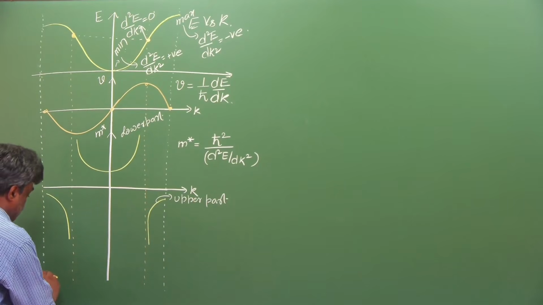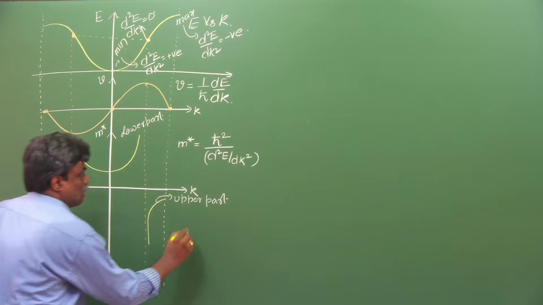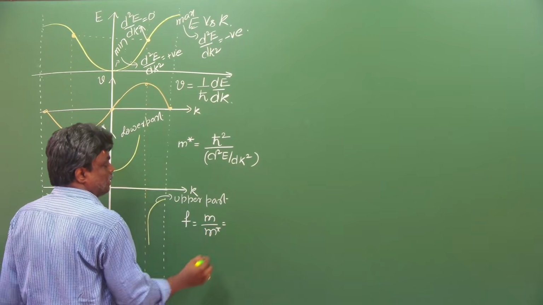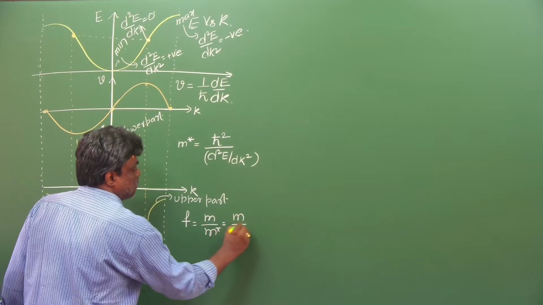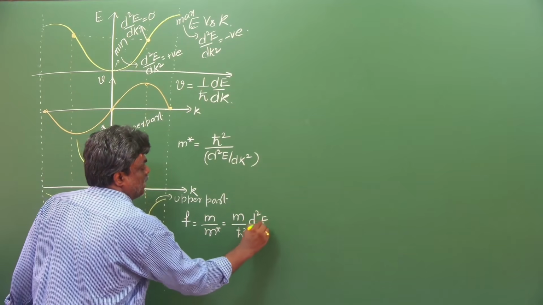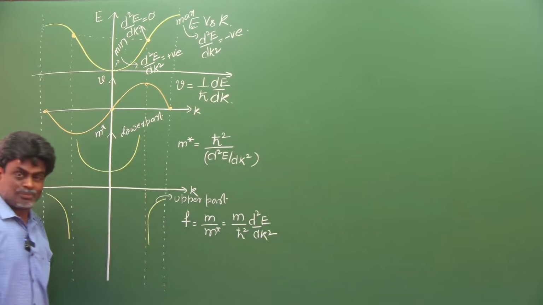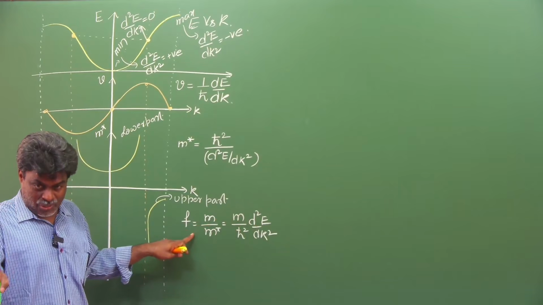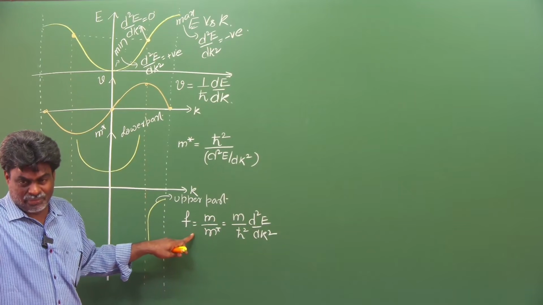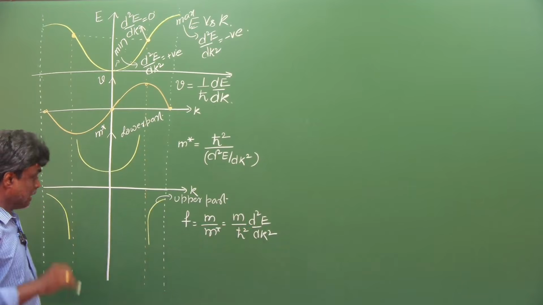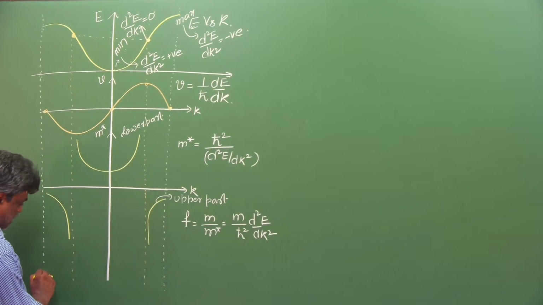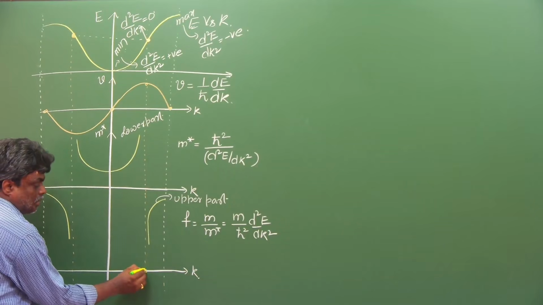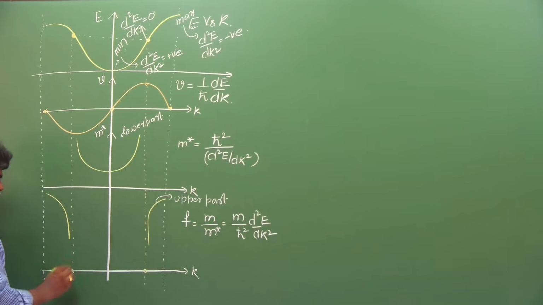The last one more is remaining. What is that? F. F equal to what? m by m star. Could you please tell me what is m by m star? m by h cross square d square E by dk square. So at the point of inflection f becomes 0. Already we have seen. Now I have taken this k. So here 0.